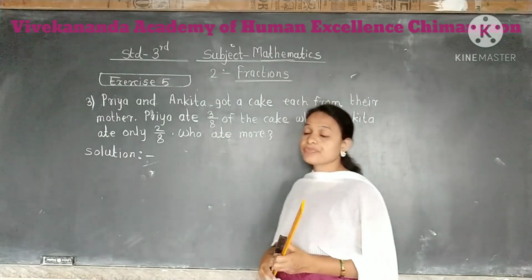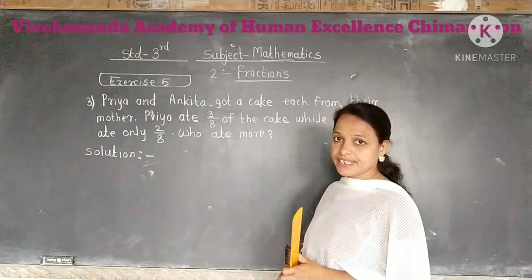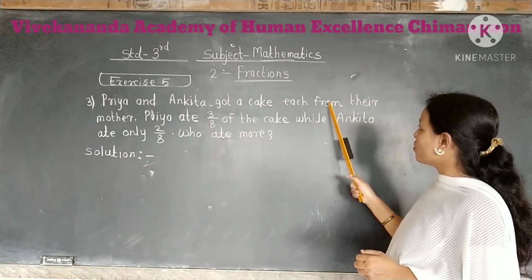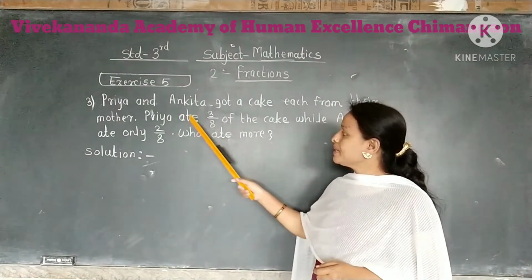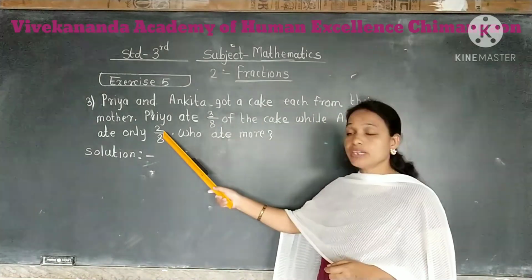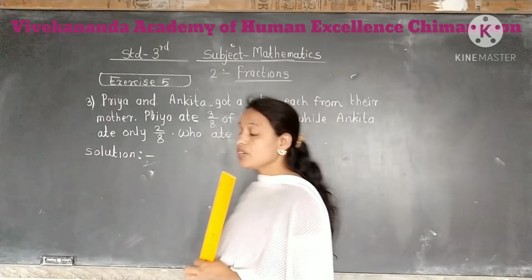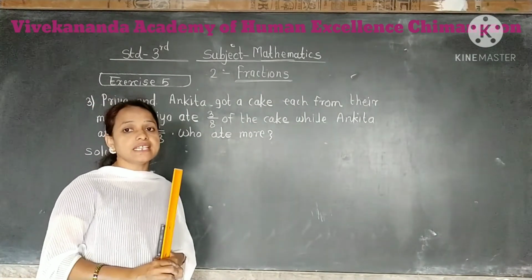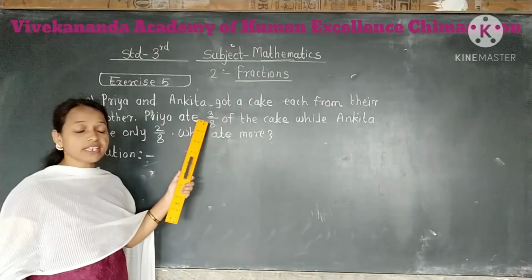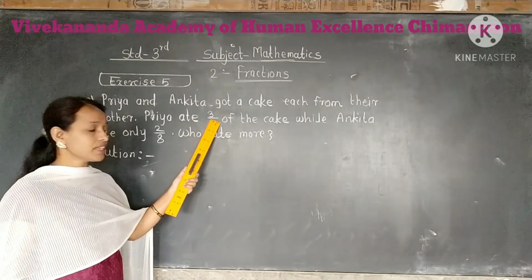Next example. So this is the third example, a word problem. So first we will read it carefully. Priya and Ankita got a cake each from their mother. Priya ate 3/8 of the cake while Ankita ate only 2/8. Then who ate more? See student, you have to read that word problem carefully, then you come to know that. So Priya and Ankita both got a cake from their mother. So from that, Priya ate 3/8 of the cake.